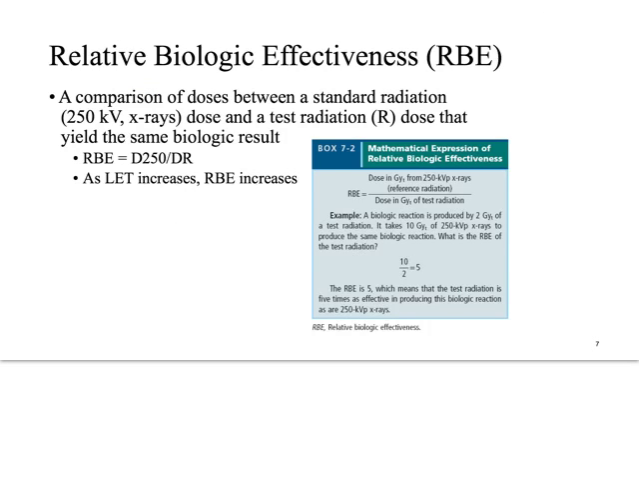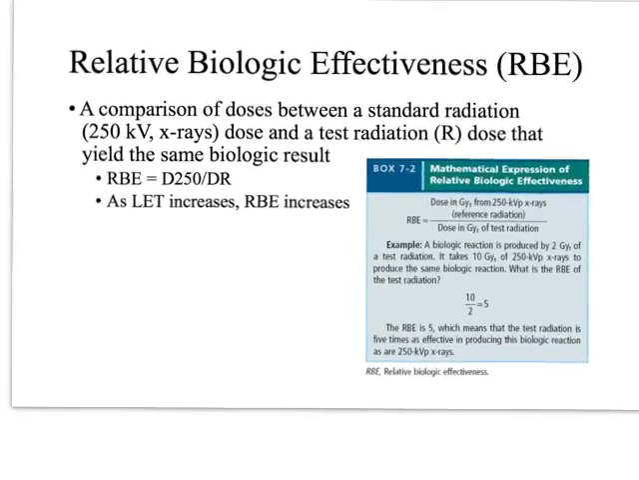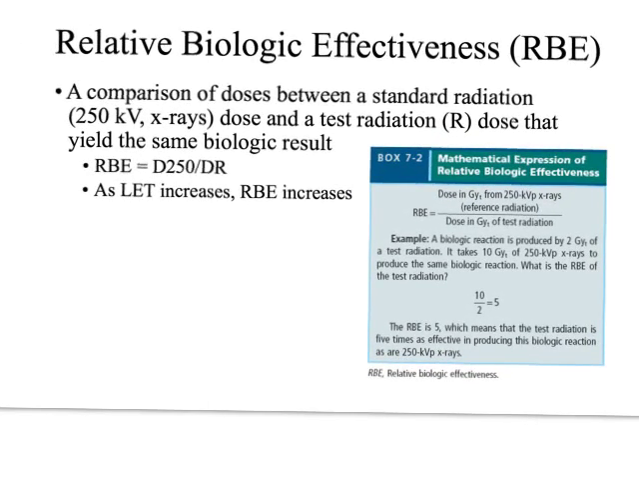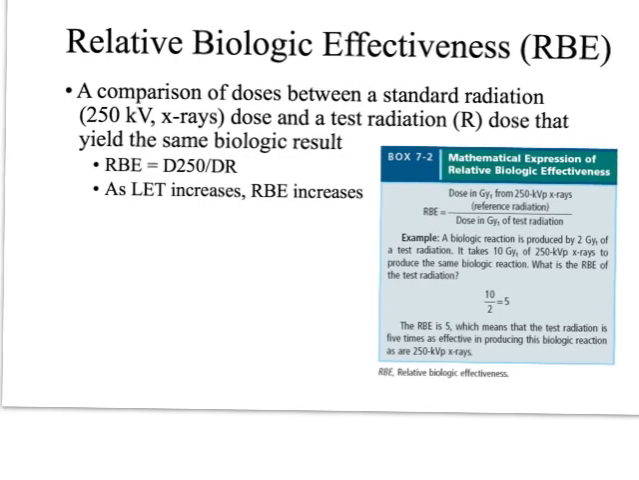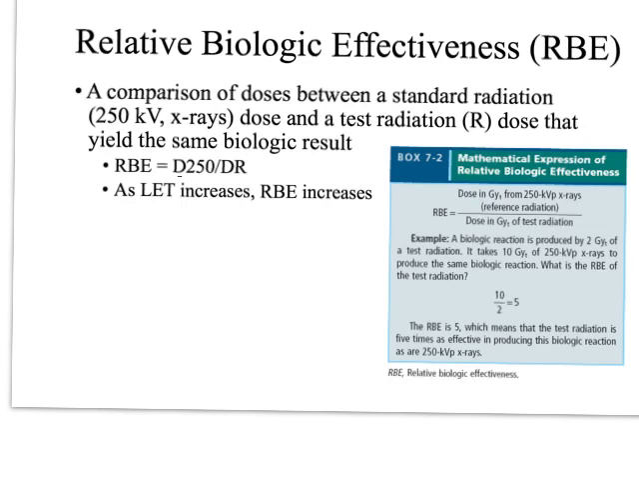So we've also talked about, to some degree, this relative biologic effectiveness, the RBE. And so we've said that's a comparison between a standard radiation dose, and a lot of times the test that they do is a 250 keV X-ray, and then some kind of test radiation dose that will produce the same biologic response. As you can imagine, these tests are really crazy and weird to do, but the easy way to think about it is it's a dose related to 250 rad divided by the dose of whatever that test radiation was. And largely as LET increases, the RBE will increase.